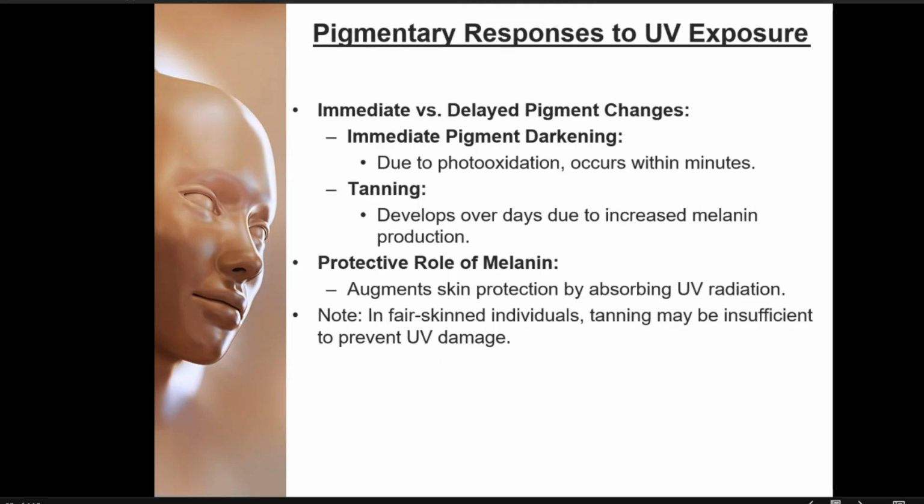Pigmentary response to ultraviolet exposure. It is of two types: an immediate response and a delayed type of response. The immediate pigment darkening is due to photo-oxidation and occurs within minutes. Tanning develops over days due to increased melanin production. Tanning is normally the delayed type of pigmentary change.